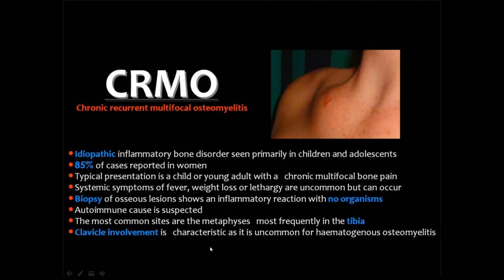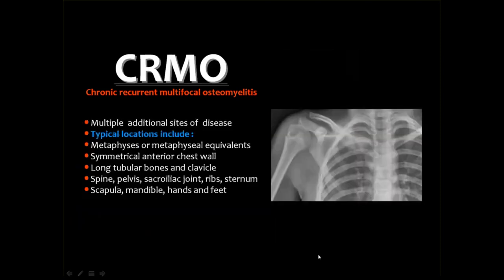If you take a biopsy from the osseous lesion, you will not see any organism. Sometimes they thought that this type of osteomyelitis is of autoimmune etiology. The most common sites to be affected are the metaphyses of the tibia, but the literature considers clavicular involvement characteristic, as this site is uncommon for hematogenous osteomyelitis.